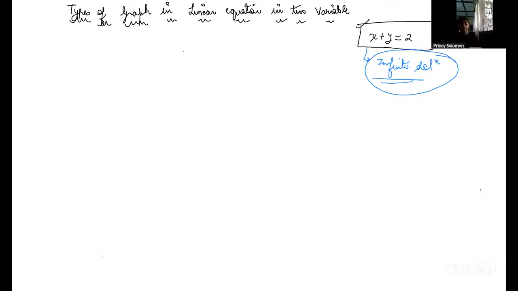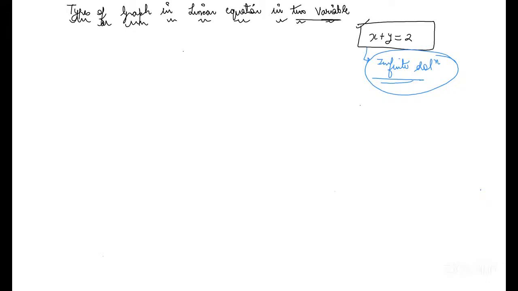Other than that, 2 and 0, then 0 and 2, then 1.5 and 0.5, 3 and minus 1. So there will be infinite numbers of solutions for this. Because it's a linear equation in two variables, there are an infinite number of solutions. Understood?